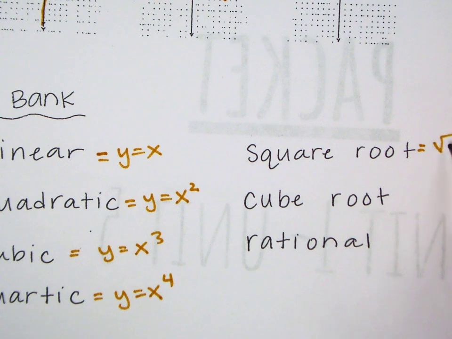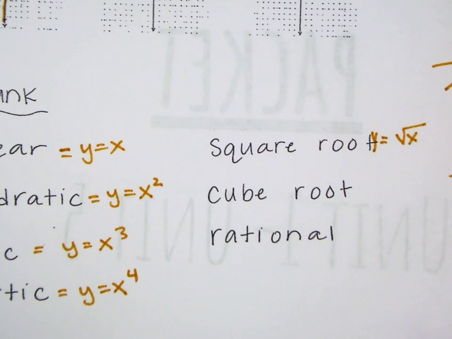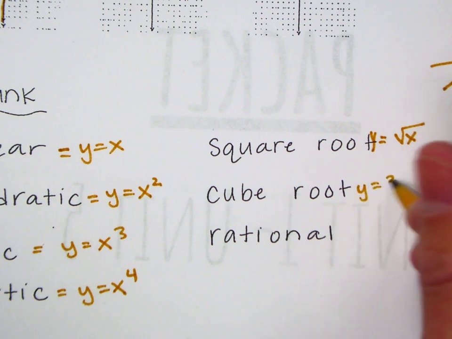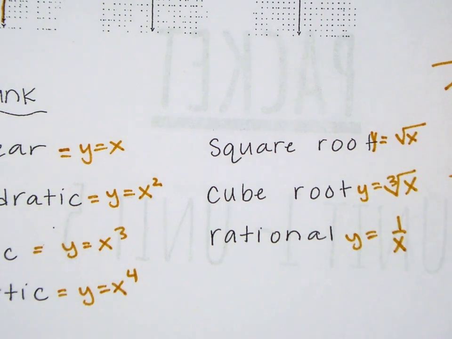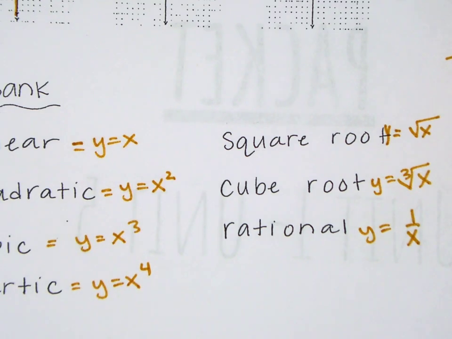and then you have your square root. Oops, I forgot my y. Y equals square root of x. Cube root, y equals cube root of x, and then rational is 1 over x. All right, so just some more vocab words over the different kinds of functions.